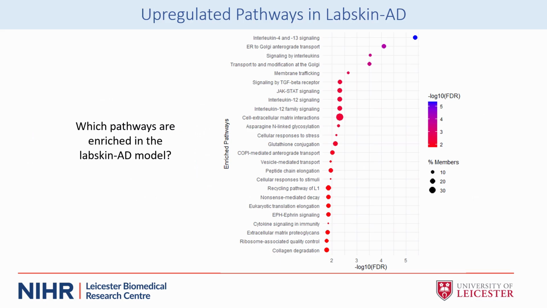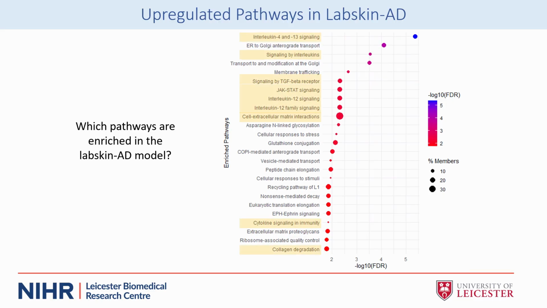And if we take all of the upregulated proteins together, we can see which pathways they're members of, which are upregulated in the AD model. So to highlight just a few relevant pathways, we see lots of interleukin signaling, we see lots of indicators of chronic inflammation and immune response, extracellular matrix and collagen degradation, and as mentioned, JAK-STAT signaling as well.